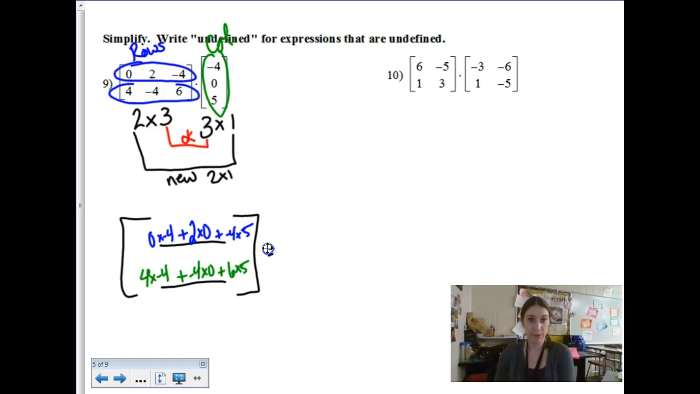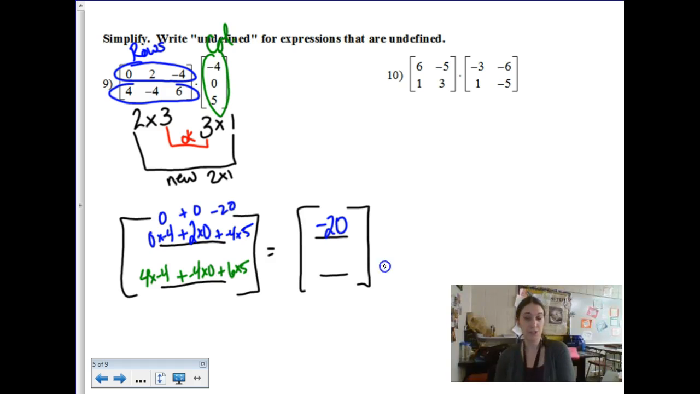So what does that mean for my problem? Well, I'm going to write a much smaller matrix this time. The stuff I wrote in blue, 0 times -4 is 0, 2 times 0 is 0, and then -4 times 5 is -20. So 0 plus 0 minus 20, that first entry into the new matrix is a -20. And then for the green part there, -4 times 4 is -16, this is plus 0, and this is plus 30. So if I add those together, I think I get a 14.